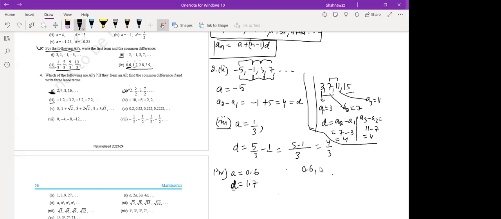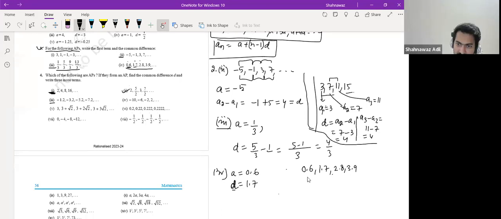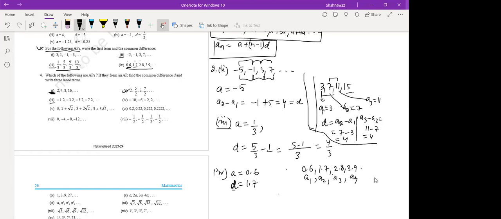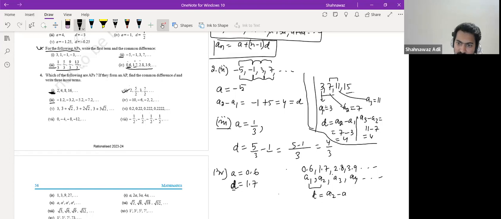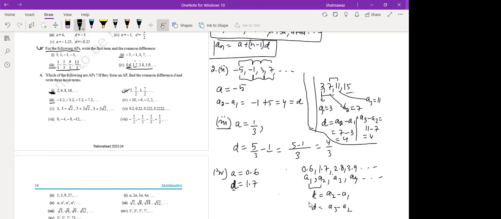The common difference. Just remember that this is the first term, second term, third term, fourth term. So how do you calculate the difference? A2 minus A1, or you can calculate it by A3 minus A2. So any term you can use.